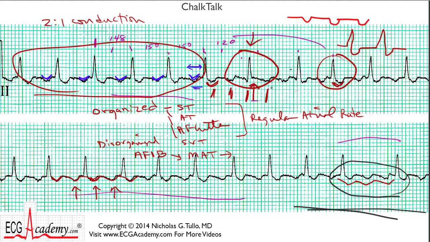So you can see that negative deflection disappeared. So that's a subtle clue that the negative deflection is not part of the QRS, but rather it's the second flutter wave. So when you start looking carefully at the trees, you can recognize these little subtle cues that help you absolutely nail this diagnosis.